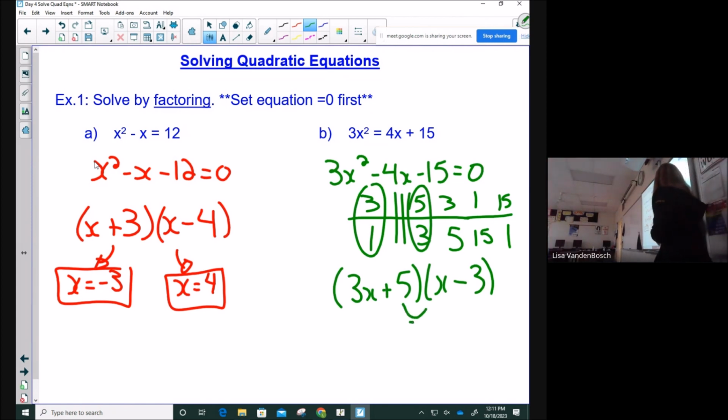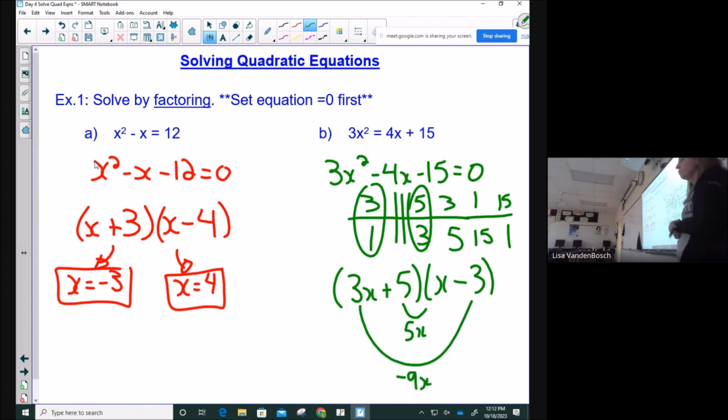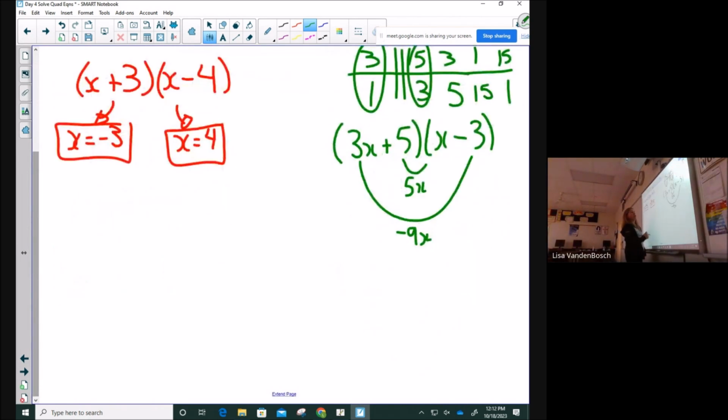Okay, these give me a 5x. These give me a negative 9x. So negative 9 plus 5 is negative 4. Everybody okay with that? So let's jump down here. What is my root for this bracket? Negative 5 over 3. Anybody want me to take you through why that is negative 5 over 3? Even if one person would like that, let me know.